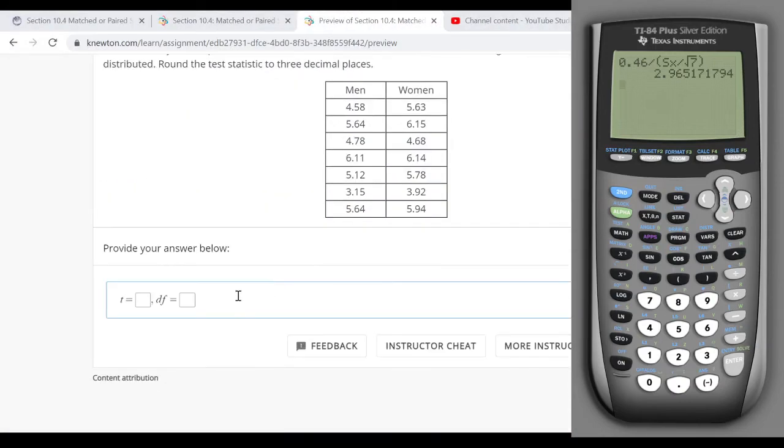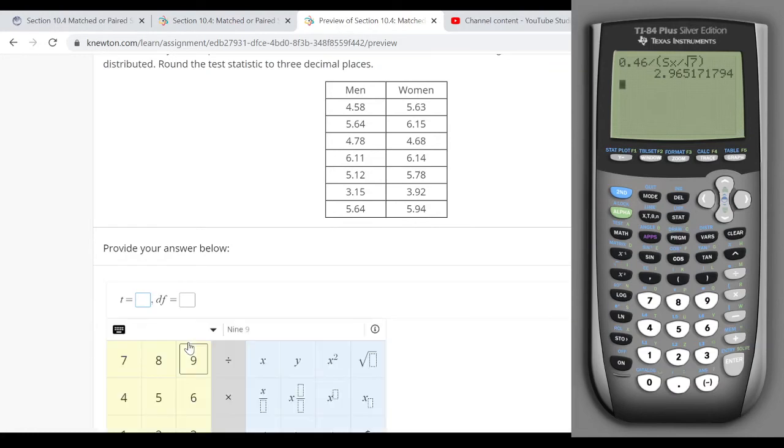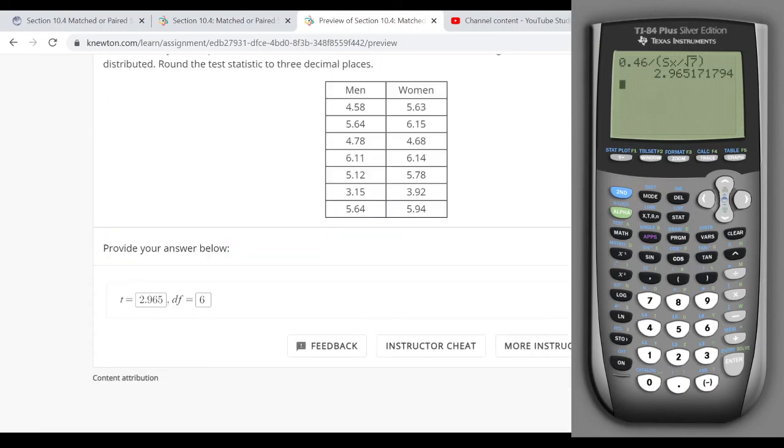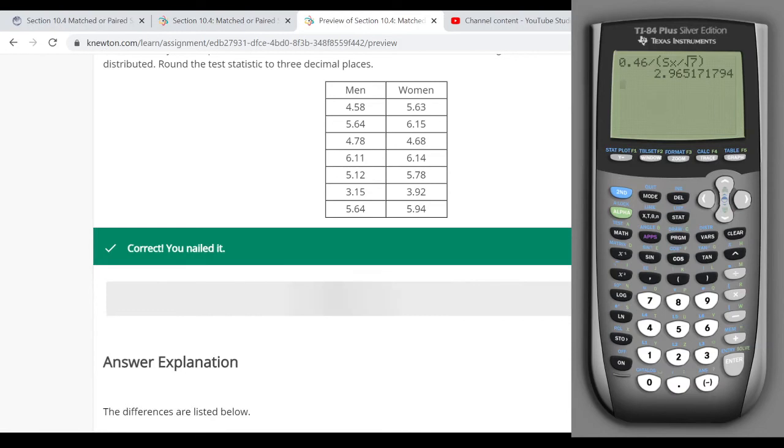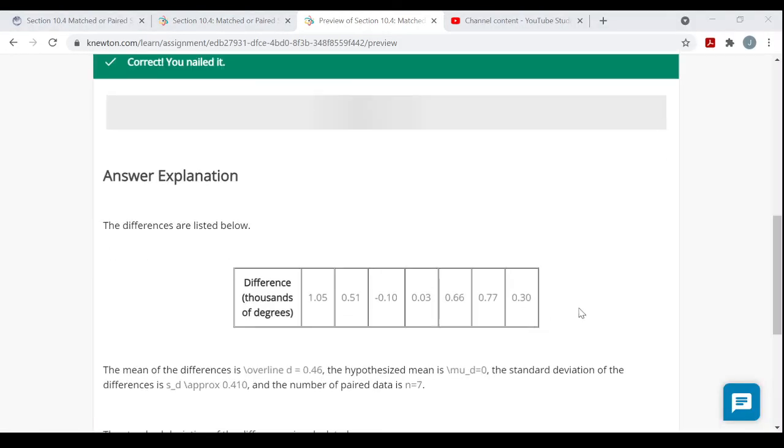So let's enter that stuff in right here. So t, 2.965, degrees of freedom, 6. Great. All right, and again, they're going to take you through in the answer explanations, hopefully, all the same calculations I did. See, again, they're taking the differences.